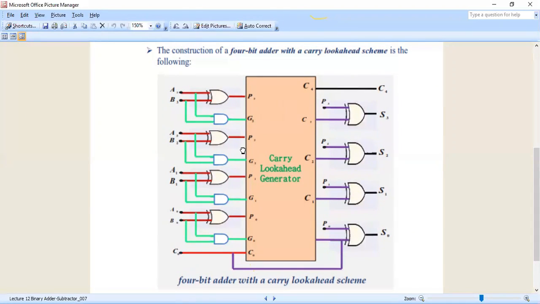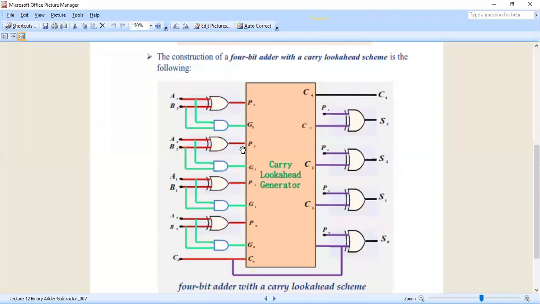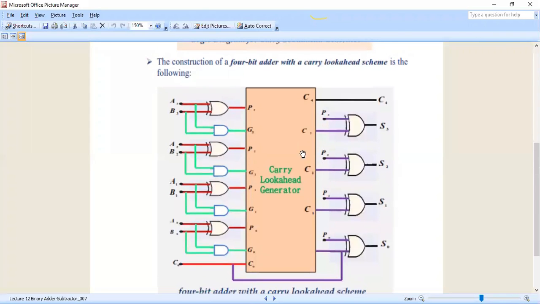So this is the 4-bit adder with carry look ahead generator. In the carry look ahead generator, these values are P and G: G0, P0, G1, P1, G2, P2, G3, P3. So the outputs are the sum and carry.